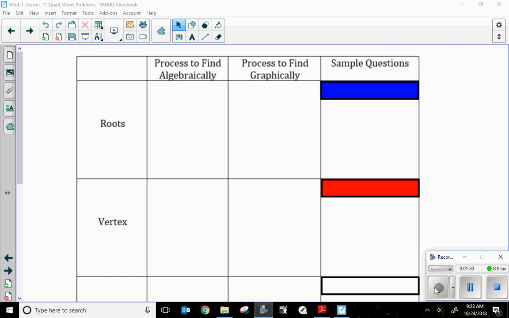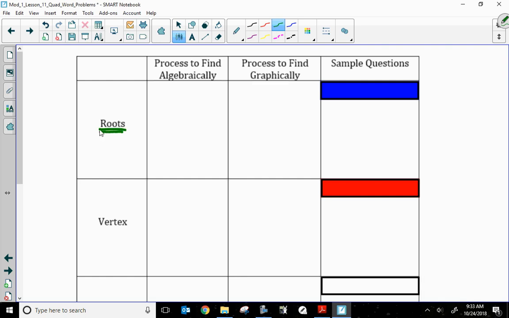Okay, use green. If they want us to find the roots, that's the same thing as the zeros, right? The x-intercepts, okay, the solutions. It's the same thing, roots, all right? If we want to find that out algebraically, the first thing we need to do is set our quadratic equal to 0. That is the first thing anytime we solve something, okay? Any method, if it's a quadratic, we set it equal to 0, all right?